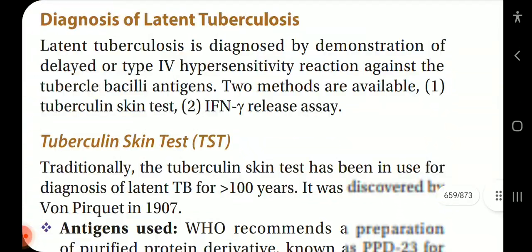Diagnosis of latent tuberculosis. Latent tuberculosis is diagnosed by the demonstration of delayed or type 4 hypersensitivity reaction against the tubercle bacilli antigens. Two methods are available. First, tuberculin skin test, and second, interferon gamma release assay.